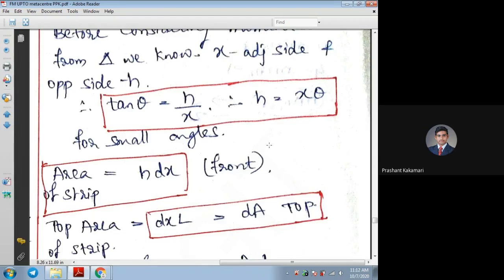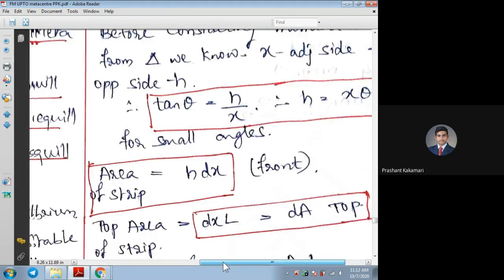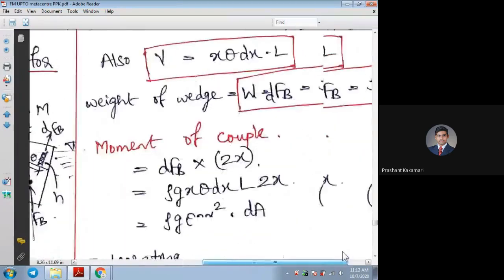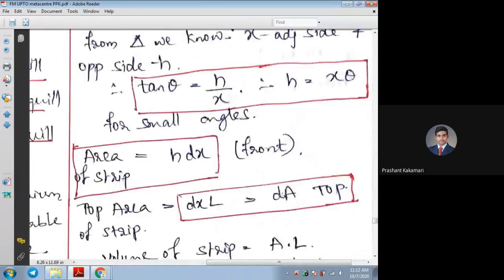And the same for the area, if I take, I can write it as h into dx. How? Front view, if you write the area of this wedge shape, what they have written? They have written it as h into dx.